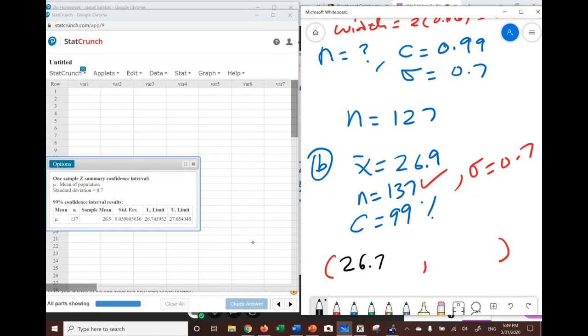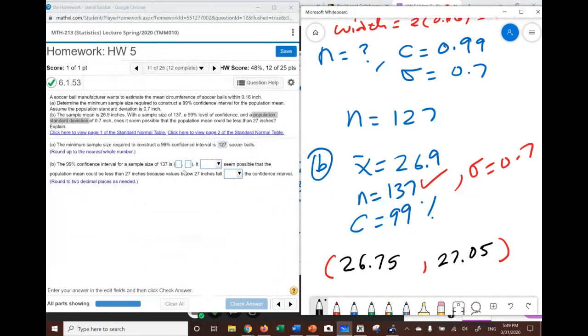26.7. Let's go to two places, 7.5. And the right one is going to be 27.05. So let me put this down. So this is what they look for.